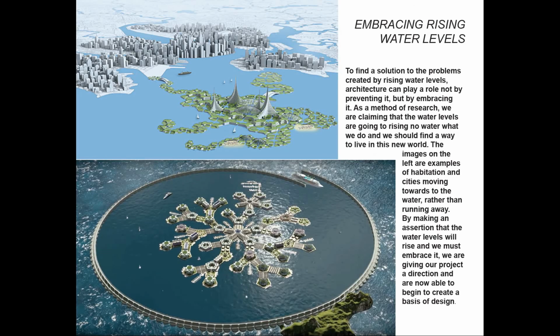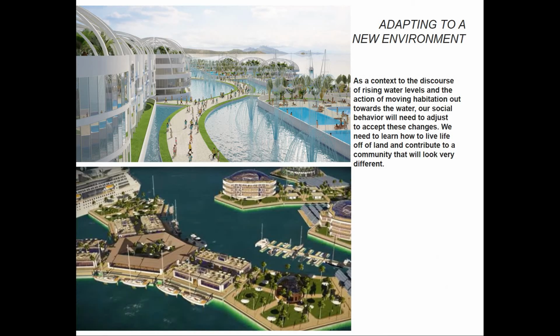To find a solution to the problems created by rising water levels, architecture can play a role not by preventing it, but by embracing it. As a method of research, we are claiming that the water levels are going to rise no matter what we do, and we should find a way to live in this new world. The images on the left are examples of habitation and cities moving towards the water rather than running away. By making an assertion that the water levels will rise and we must embrace it, we are giving our project a direction and are now able to begin to create a basis of design.